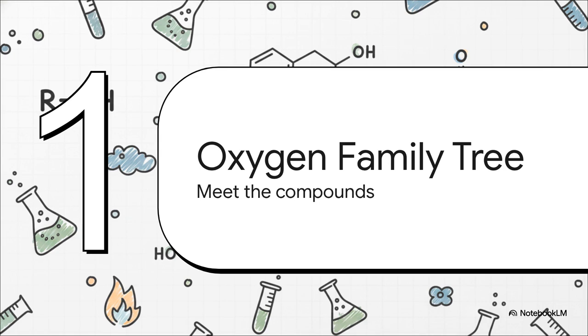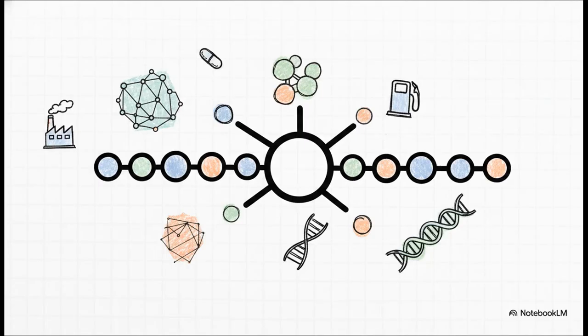Section 1. The oxygen family tree. Meet the oxygen-containing organic compounds. So we already know organic chemistry is fundamentally the chemistry of carbon compounds. But when you attach oxygen to that carbon backbone, boom, you unlock entirely new families: alcohols, phenols, and ethers. These guys are the absolute essential building blocks for industries, medicines, perfumes, fuels, plastics, disinfectants. You name it, they are vital to it.